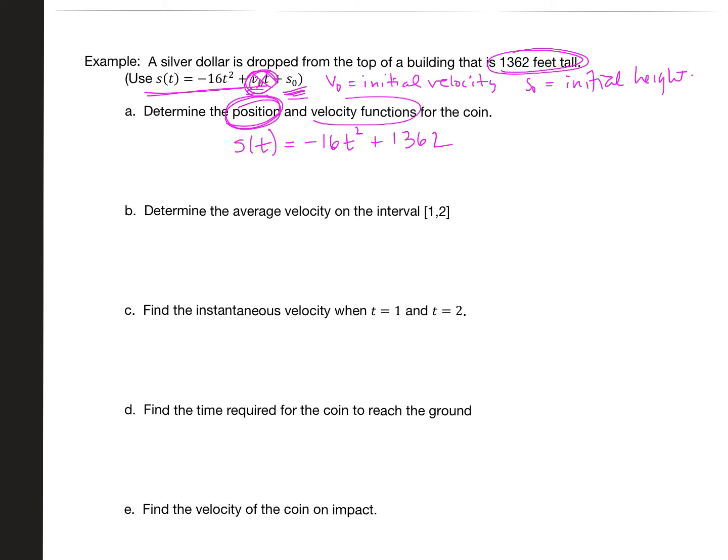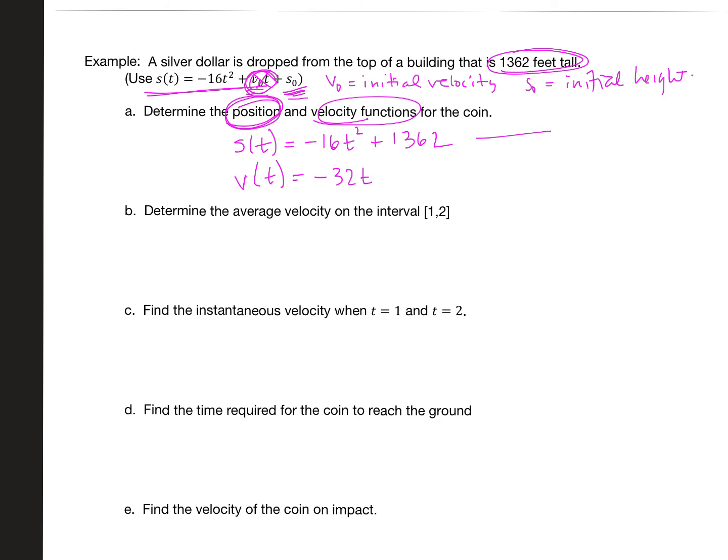Now the velocity function is the derivative of the position function. So let me take this derivative. I get negative 32t. And this one down below, if I plug in t equals 1, I'll know how fast the silver dollar is going. If I plug in 2, I'll know how fast the silver dollar is going.